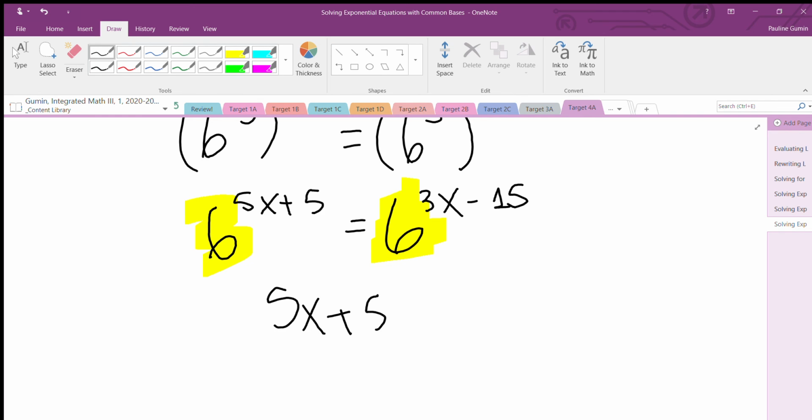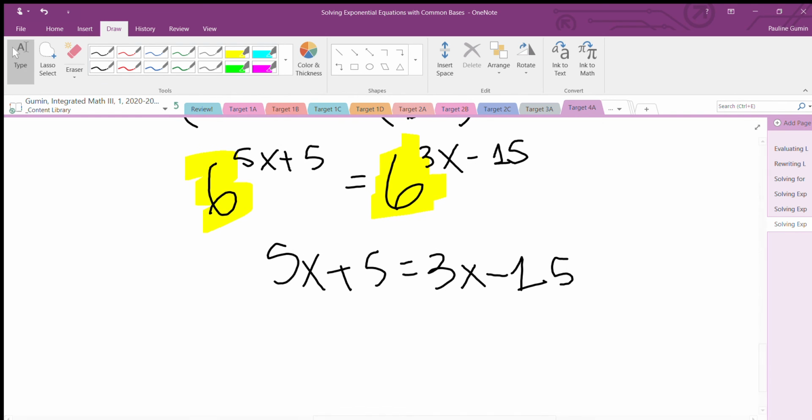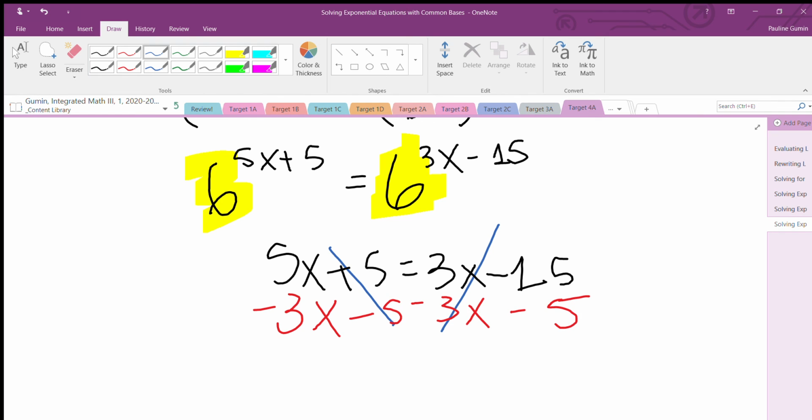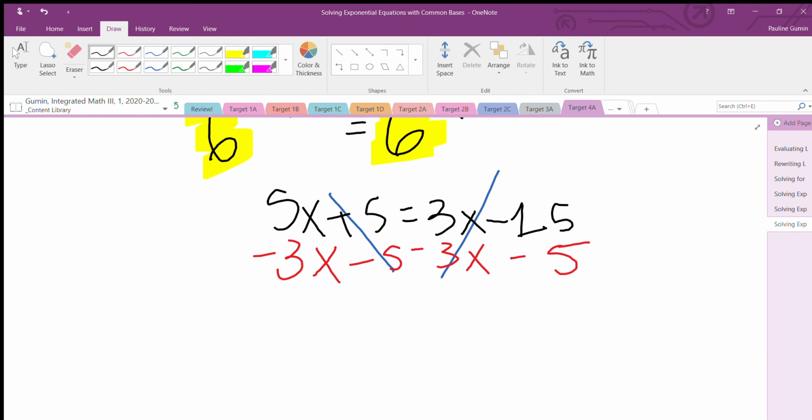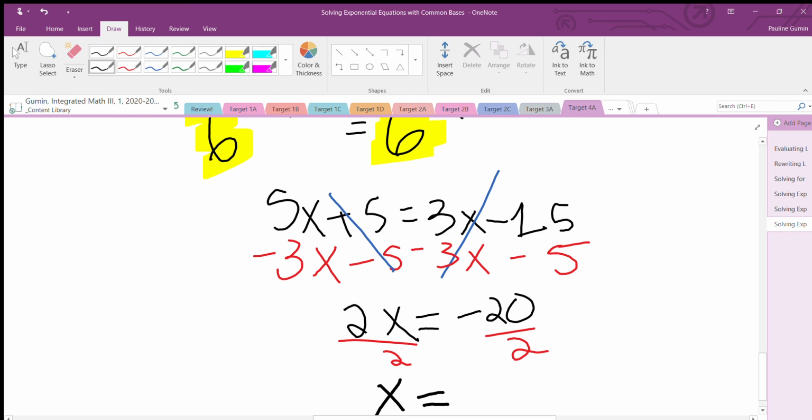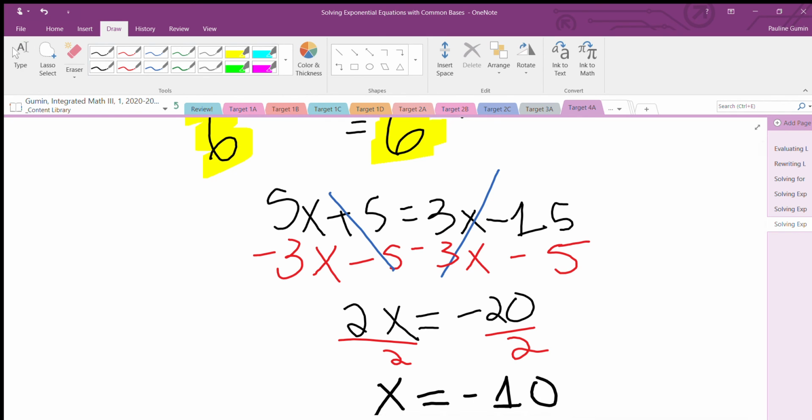5x plus 5 equals 3x minus 15. All right, let's move the variables over and the constants over. I'm going to subtract 3x from both sides, and also I'm going to subtract 5 from both sides. That way these 5's cancel, and then these x's cancel. Right, 5x minus 3x leaves us with 2x. Negative 15 minus 5 is negative 20. Let's divide by 2 to get x by itself. X equals negative 10.